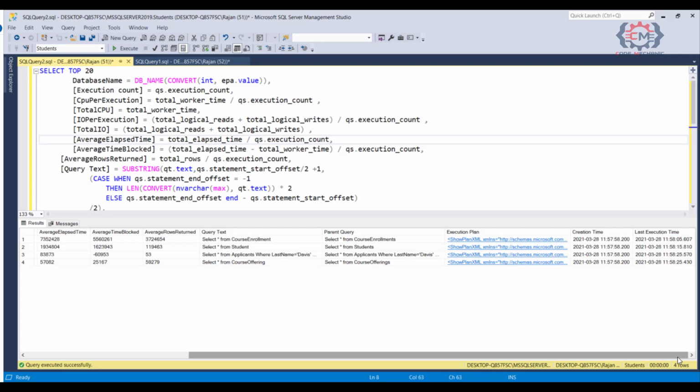Next, we are going to take a look at how SQL Server can give us some recommendations on if any indexes are missing in our database.